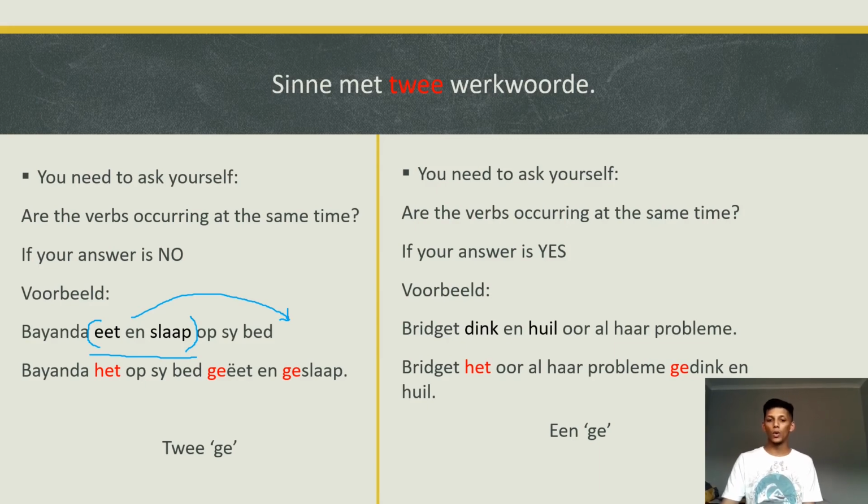Again, we are going to draw our brackets around our verbs. And we must remember that we need to take this to the end of the sentence. Now, you can actually do this when you're writing. On your question paper, you actually can put a bracket and then just put your arrow so that you know where it is going. Our answer, remember, we are replacing the verb with het. Bridget het oor al haar probleme gedink en huil. Why don't I have 2 ge's? This is because it is happening at the same time.